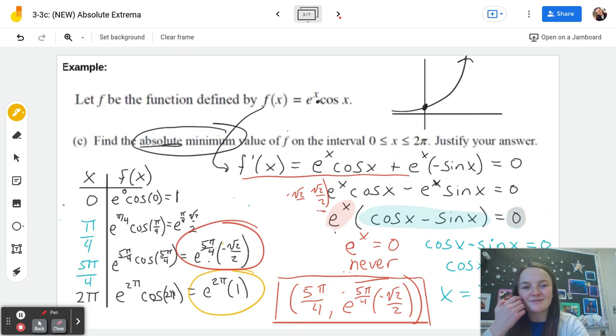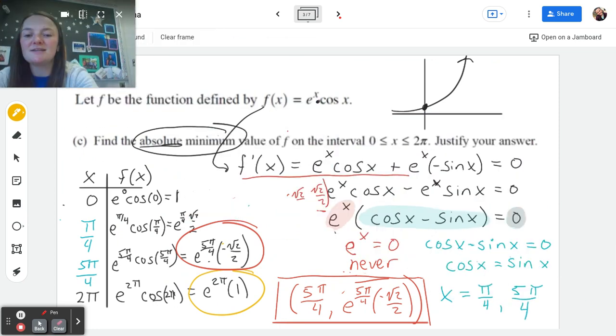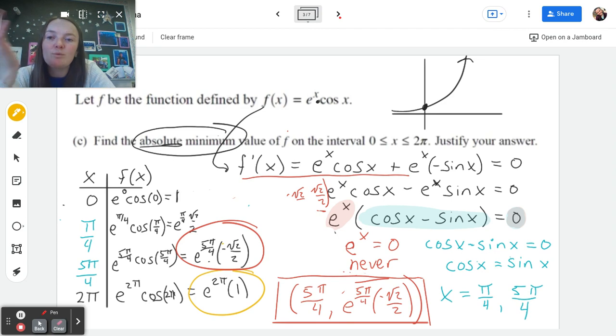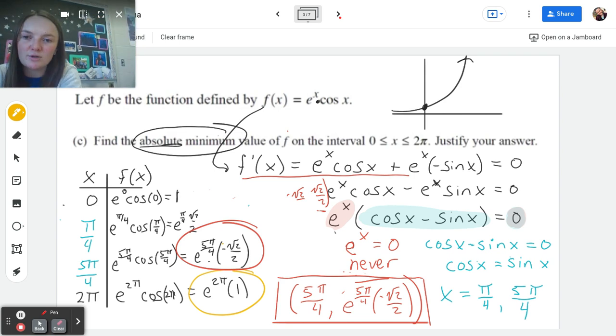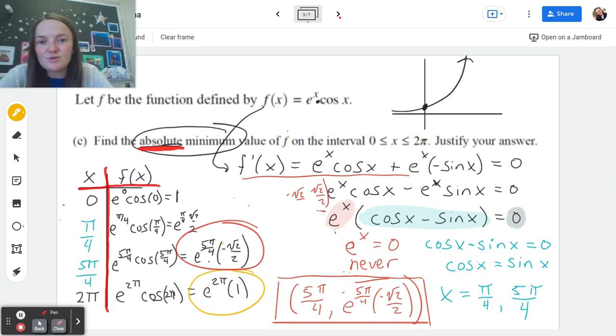All right. Next one. I know it looks crazy. The only reason it looks crazy is because it's a trig function. But we're given a function e to the x cosine of x, and we want to find the absolute minimum. So when I see this word absolute minimum, it's like a light bulb moment where I should think, I need to make a table. Because to find an absolute minimum, I need to not only check critical values, but I also need to check endpoints. So I'm going to do that.